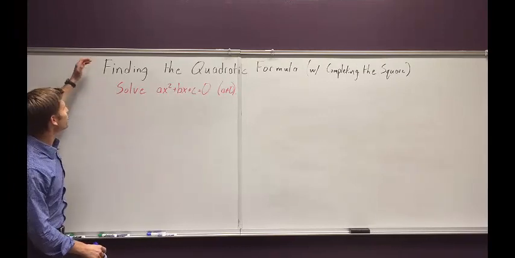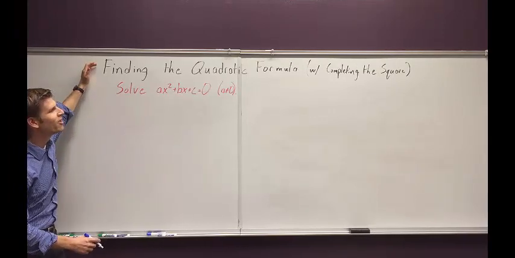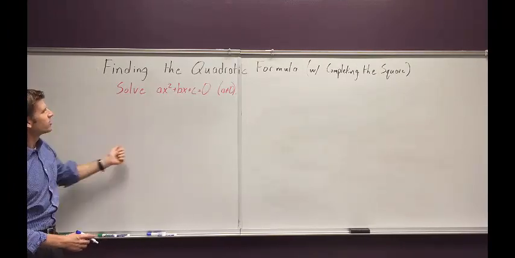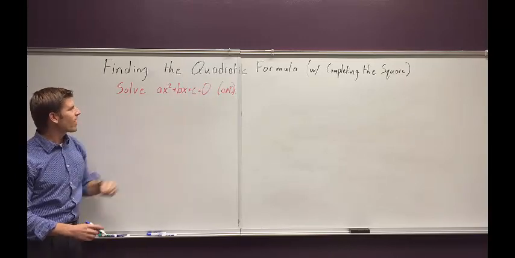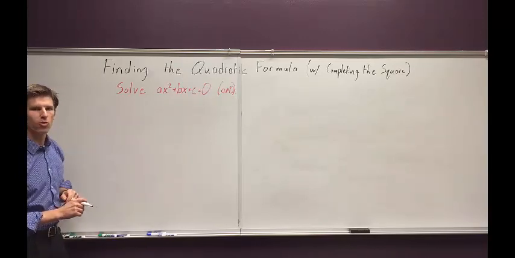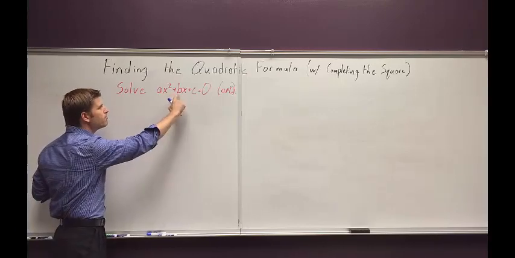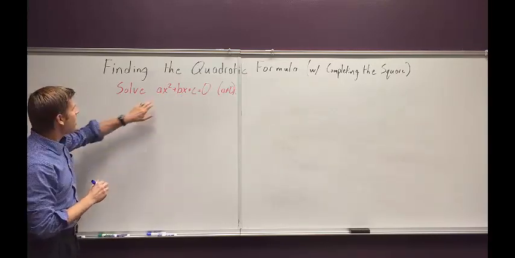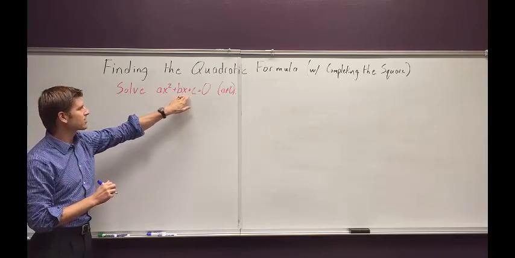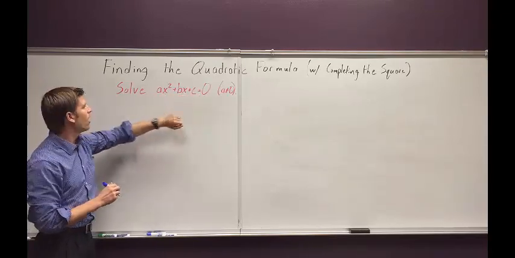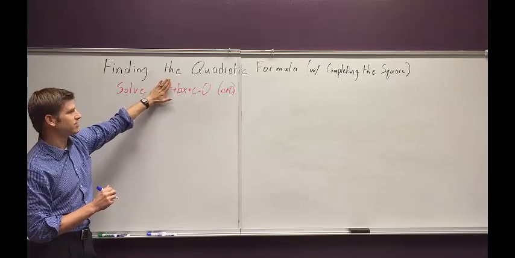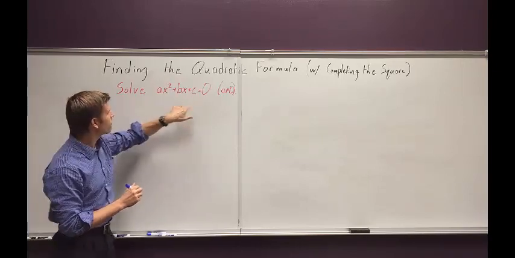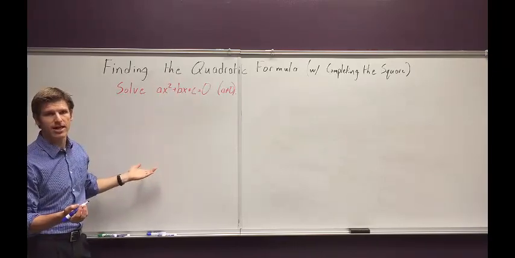Here we get a chance to find the quadratic formula using completing the square. The quadratic formula comes from the general quadratic equation. a, b, and c here are constants. So we have ax squared plus bx plus c equals 0. To be a quadratic, this term can't be 0, so a can't be 0. And we're trying to figure out the x values that make that true.